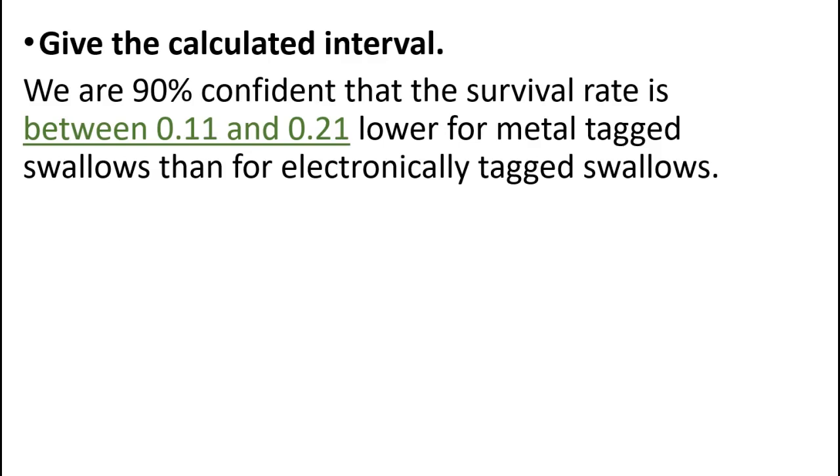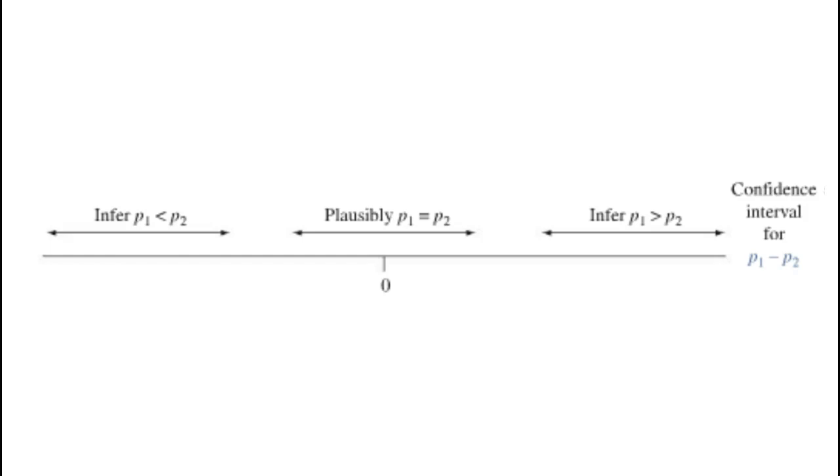When comparing two proportions or two means, we're often interested in whether the interval contains 0 or not. If the confidence interval contains 0, it's plausible that the proportion from our first population is equal to the proportion from the second. If the interval is entirely below 0, this would indicate that the proportion from the first population is smaller than the proportion from the second population. And if the interval lies entirely above 0, this would indicate that the proportion from the first population is larger than the proportion from the second population.